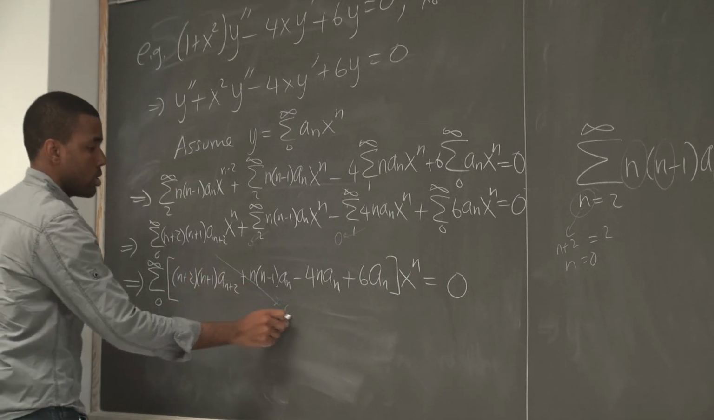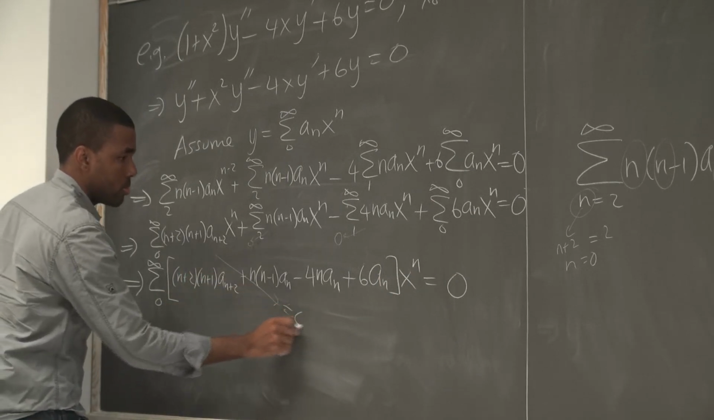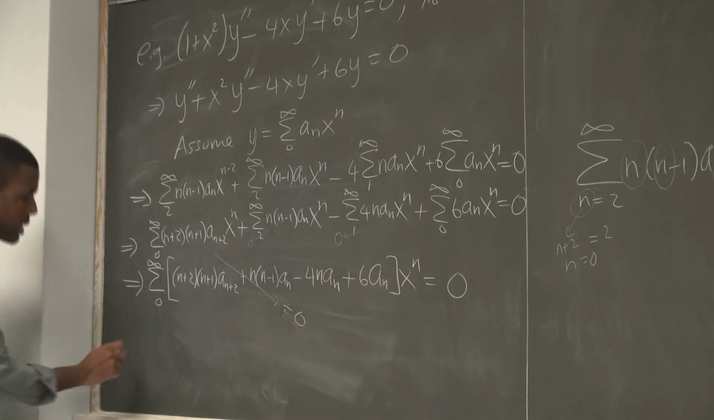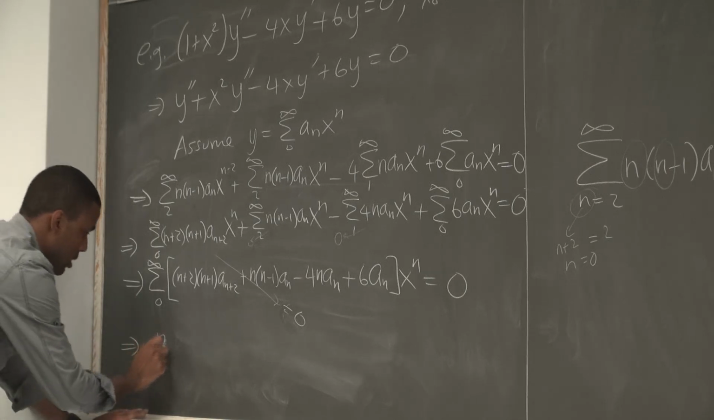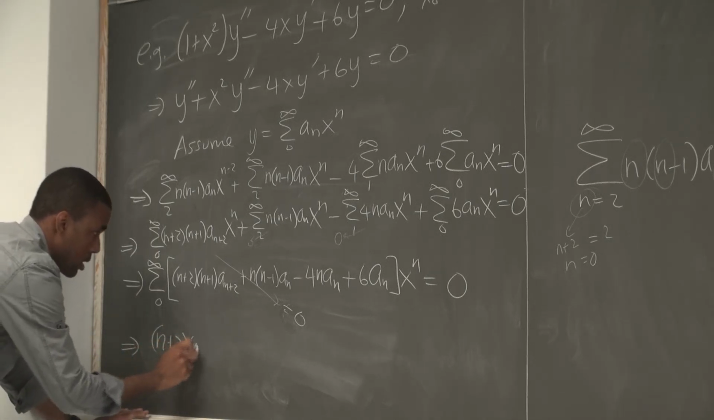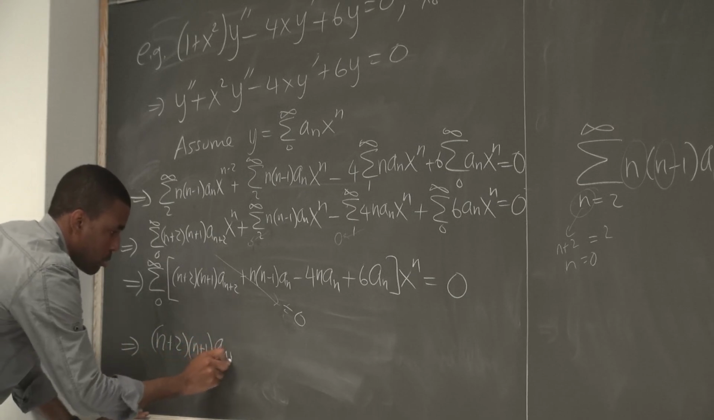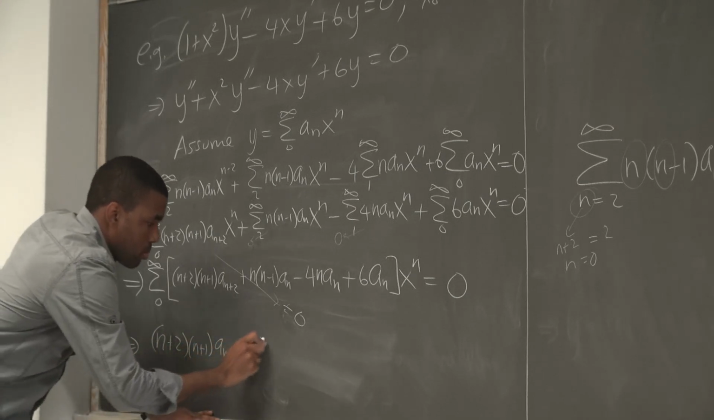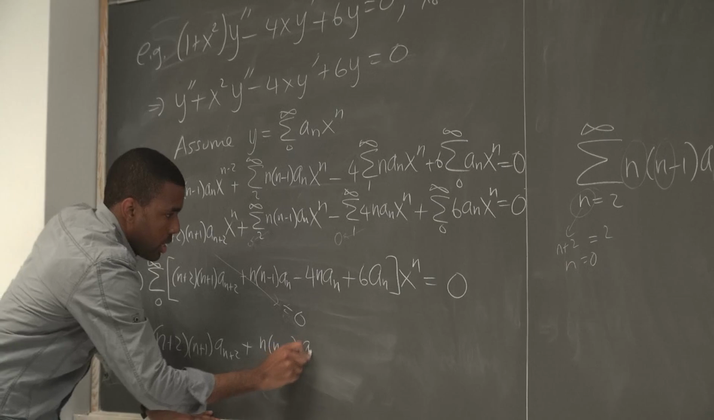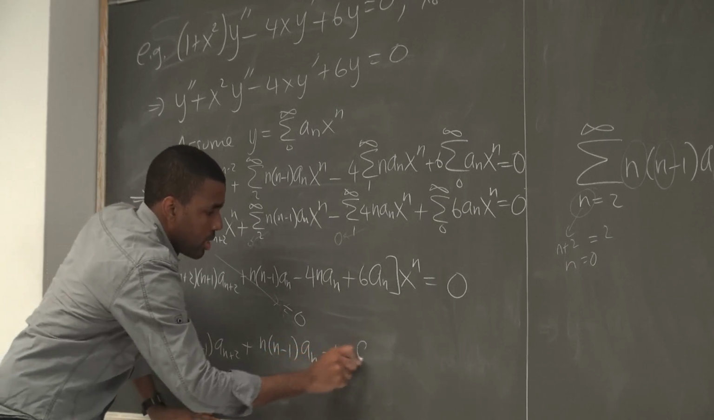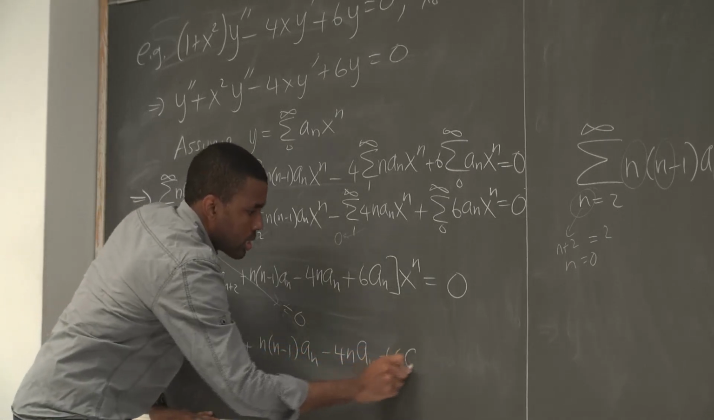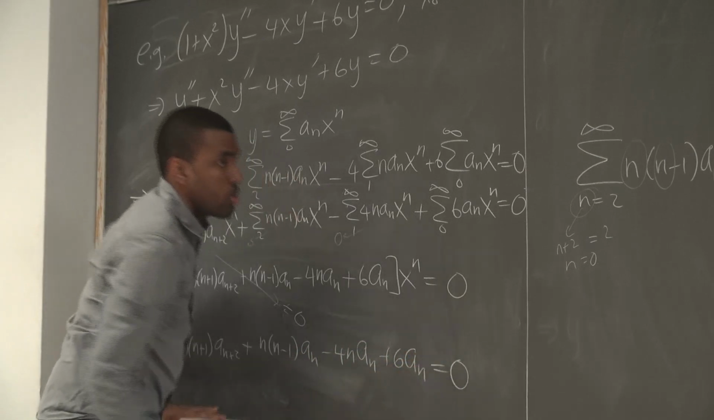And set it equal to 0 to match up with the coefficients on that side. This gives us n plus 2, n plus 1, a n plus 2, plus n minus 1, an, minus 4n an, plus 6 an equals 0.